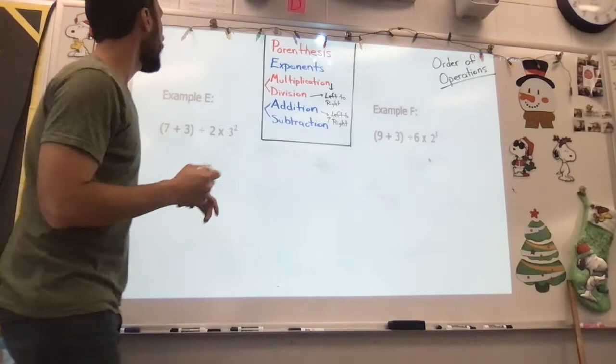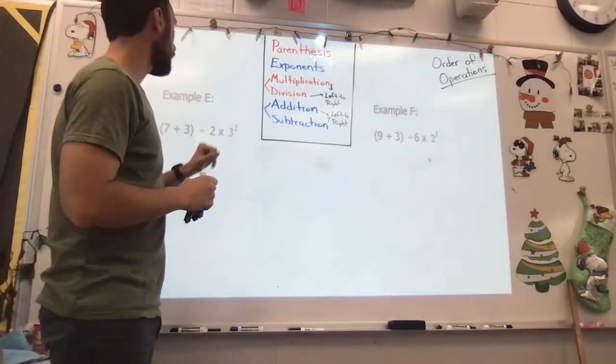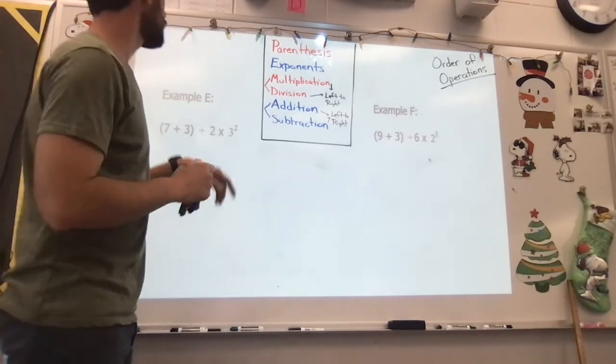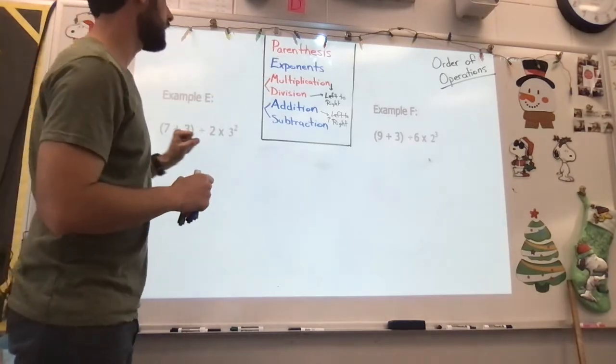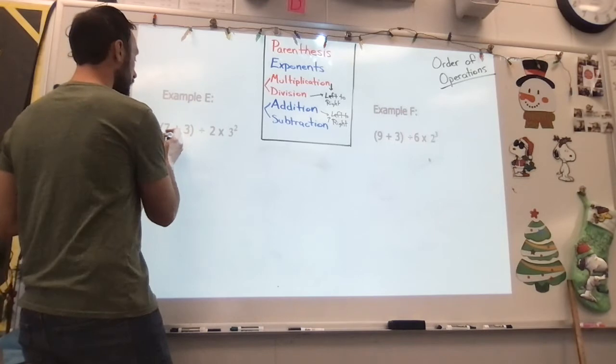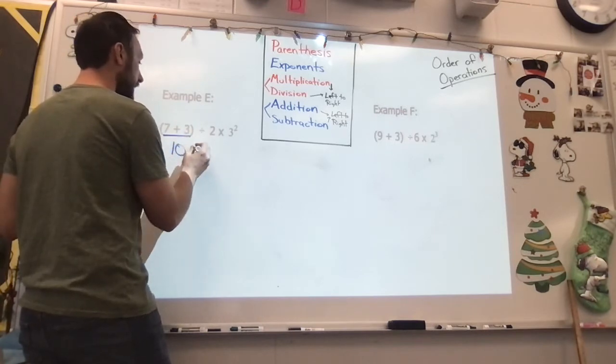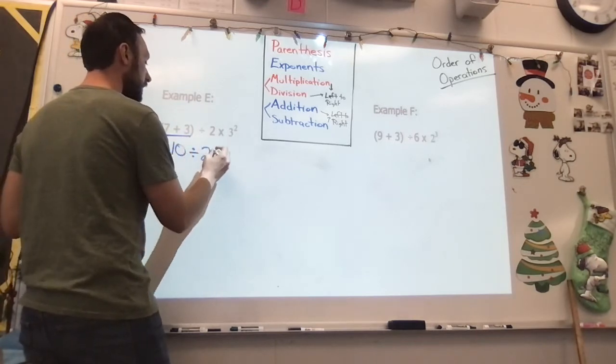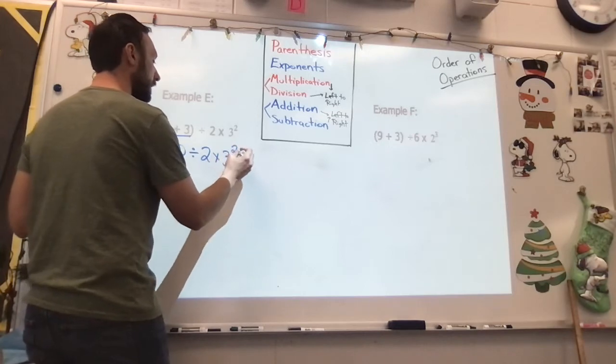Okay, so now I have 7 plus 3 divided by 2 times 3 to the second power. So first step, do I have parentheses? Yes, I do. So I need to do that first. So 7 plus 3 is 10. So that leaves me 10 divided by 2 times 3 to the second power.